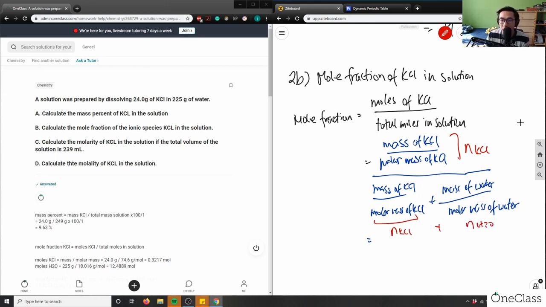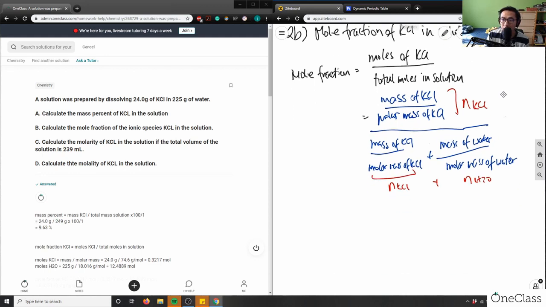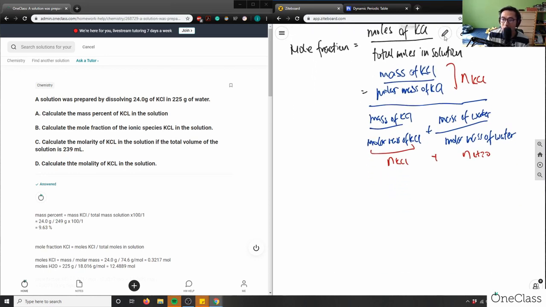We're taking the moles of KCl and dividing it by the total moles in solution, right? So in solution means it's going to be both the moles of potassium chloride and the water here. So that's what we're doing here. Let's plug this all into our calculator.